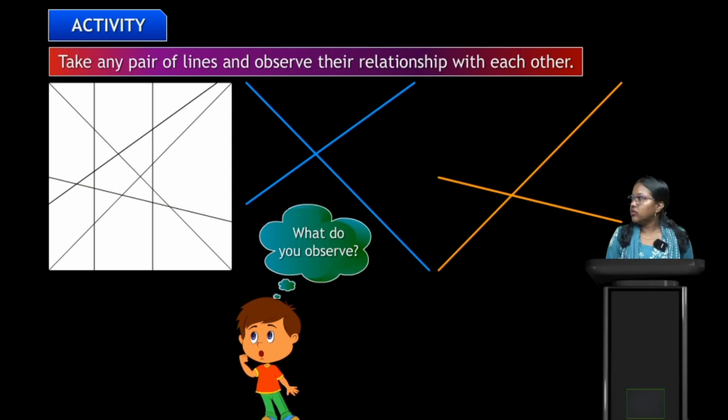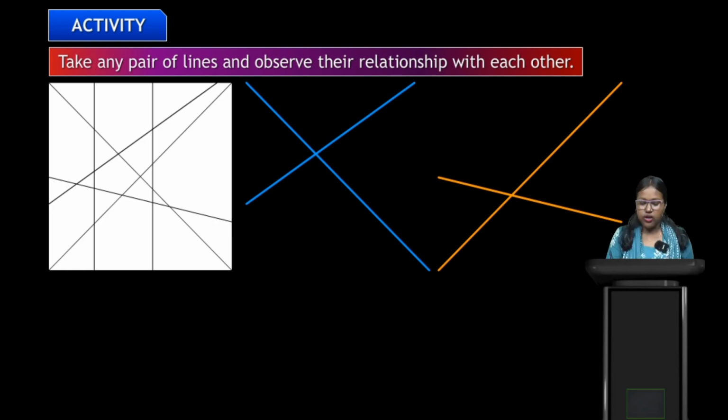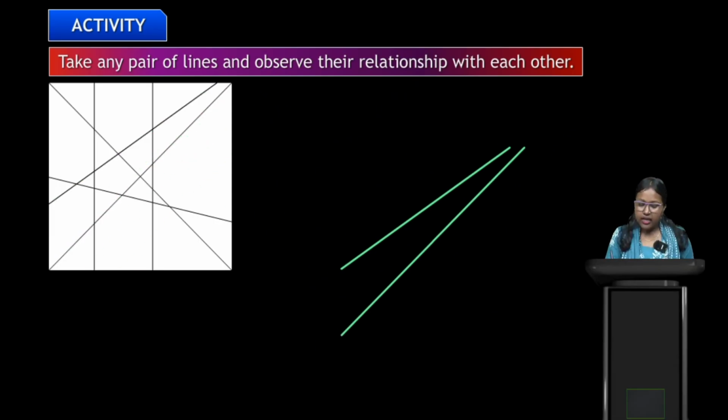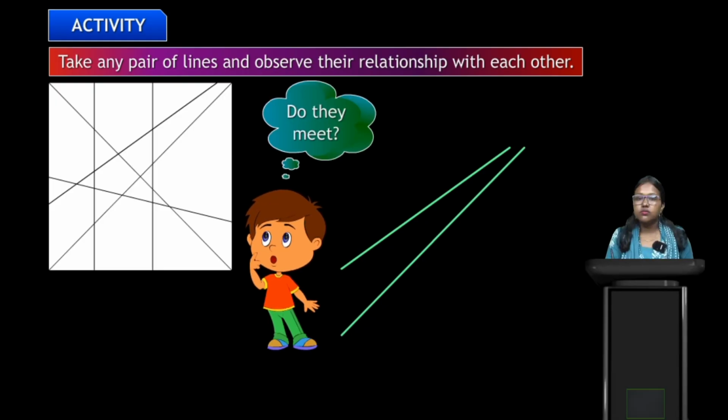Suppose she took any pair of lines. Now she is thinking, what do you observe? The teacher asked, what do you observe? Whether they meet at a point. She observed that these two lines meet at a single point. Now again she took another pair of lines. This time she is thinking, do they meet? What do you think? Yes, very good. Obviously, they will meet.